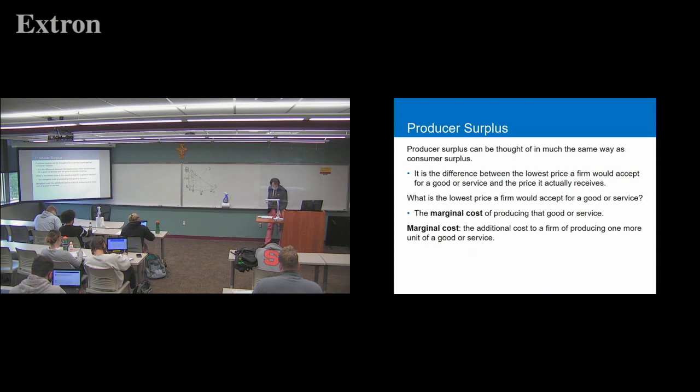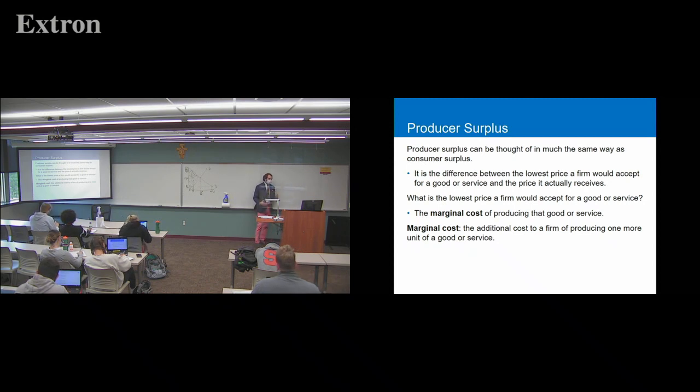So now let's look at the other side of the market, producer surplus. Kind of like how a lot of things from demand carried over for supply, a lot of things for producer surplus are very similar to what's going on with consumer surplus. So producer surplus is the difference between the lowest price that a firm will accept for a good or service and the price it actually receives.